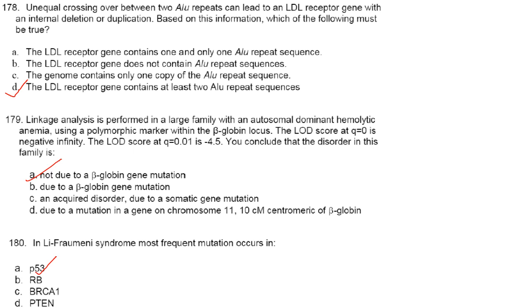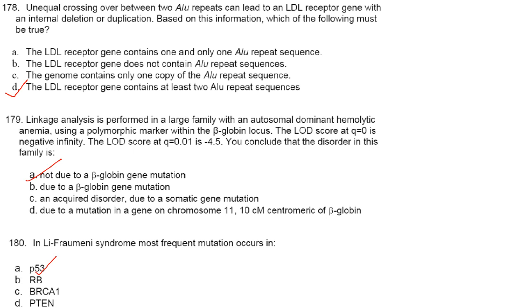The next one, unequal crossing over between two repeats can lead to an LDL receptor gene with an internal deletion or duplication. Based on this information, which of the following must be true? So it is the LDL receptor gene contains at least 2 allele repeat sequences. Answer is option D.